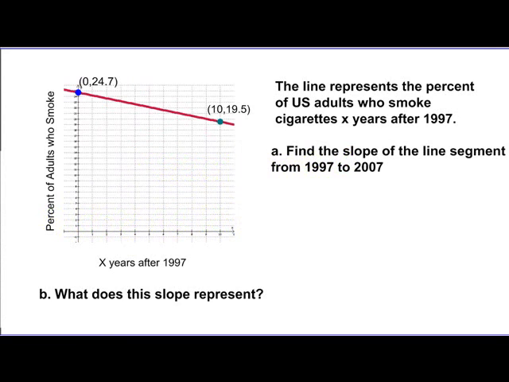Okay, we'll talk a little bit more about slope and how we can think of slope as a rate of change. We have a problem situation here where we've got some information given to us on a graph. The graph shows us the percent of adults who smoke X years after 1997.